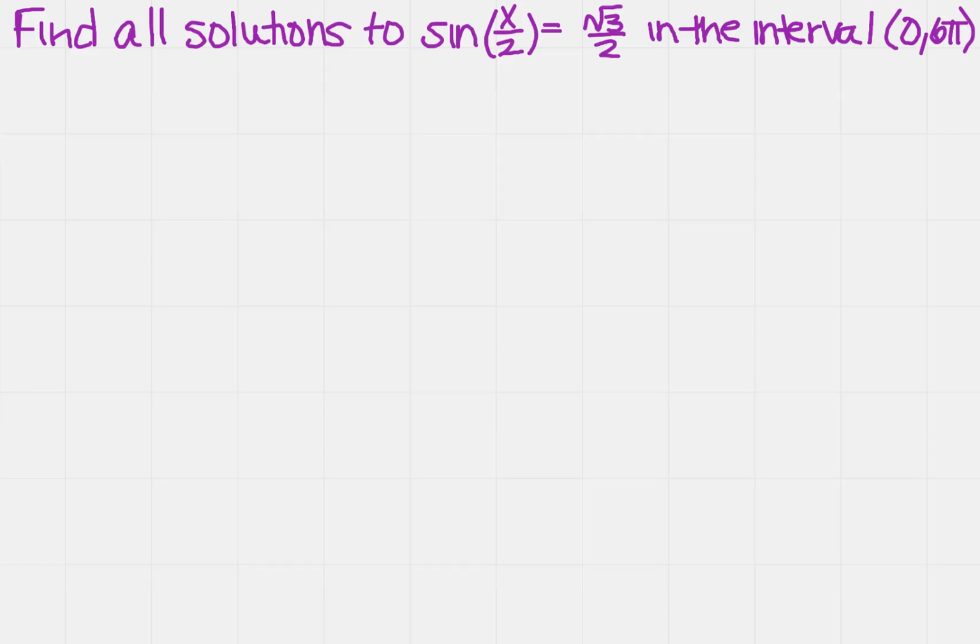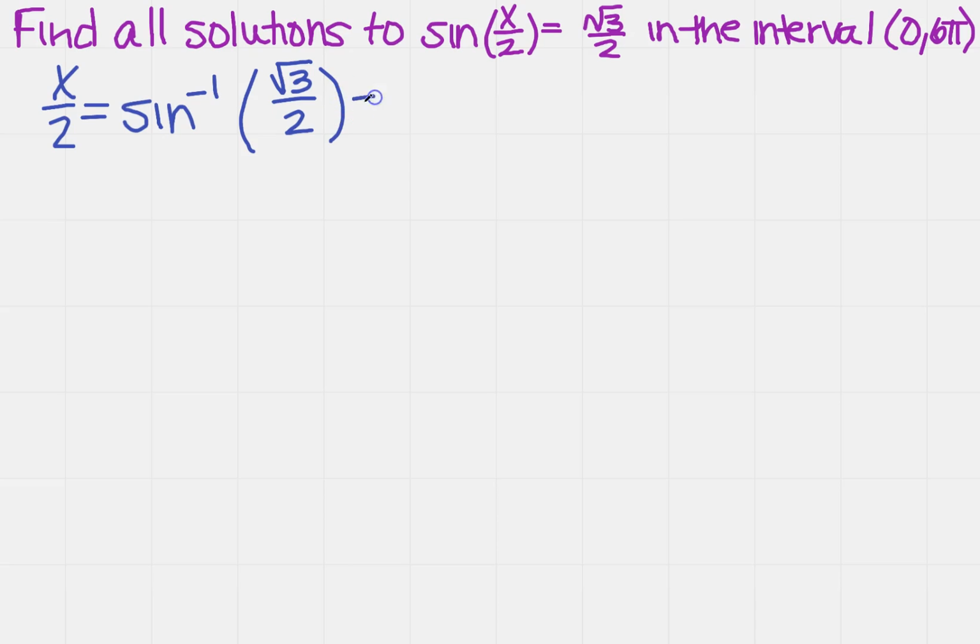Find all solutions to sine of x divided by 2 equals the square root of 3 over 2 in the interval 0 to 6 pi. Now, if you recall, how are we going to solve this? Well, we have to find the inverse sine. So x over 2 would equal the inverse sine of the square root of 3 over 2.